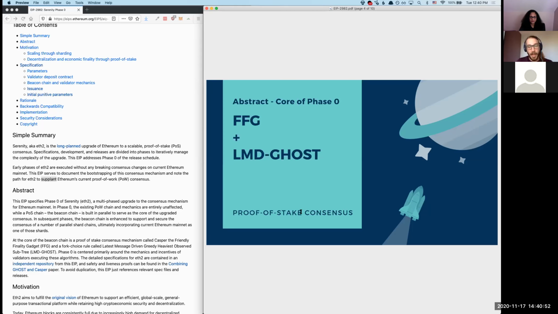The first is FFG, the Friendly Finality Gadget, which is a proof of stake Byzantine fault tolerant algorithm that provides accountable safety in the event that cohorts of validators try to do evil things. Accountable safety meaning that if you do something nefarious, we can prove it and your money can be burned. The second is LMD-GHOST, which is the latest message driven, greedy, heaviest observed subtree. And this is just a fancy way to find the head of the chain.